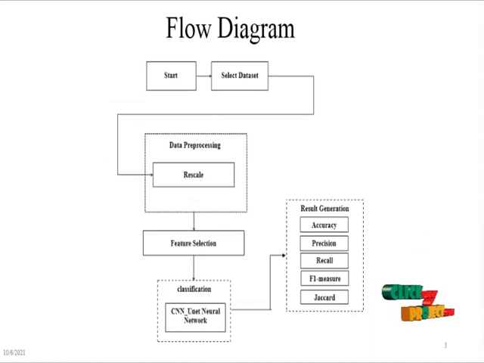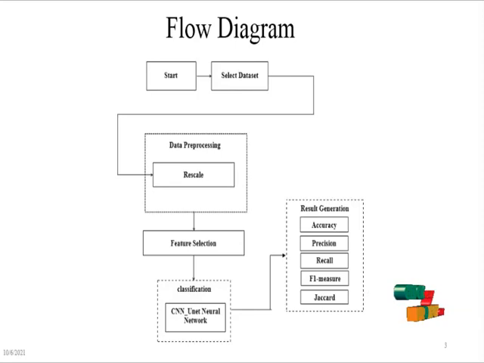And the flow diagram of the project is: first we need to start the program and select the original and ground truth dataset of blood cell images, and it will be applied to the data pre-processing method. In data pre-processing, we scale the original and ground truth images, and then it will be applied to the feature selection model. In feature selection, we split the dataset into a training dataset and a testing dataset.